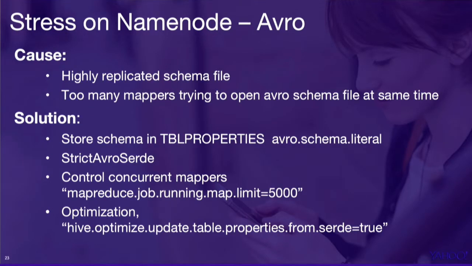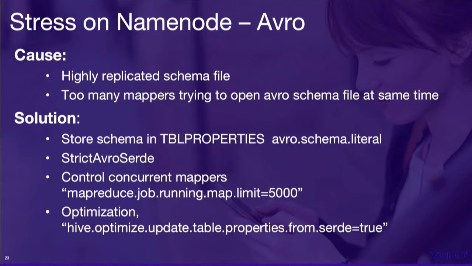Now for Avro files, we had a similar issue, but a little different. With Avro files, when we create these data sets, we store the Avro schema files in an HDFS location, which is the Avro schema URL. And we had anticipated that a lot of consumers would be accessing these schema files simultaneously. So we had increased the replication factor on the schema files to a very high number. Also, the Hive documentation seemed to suggest that.